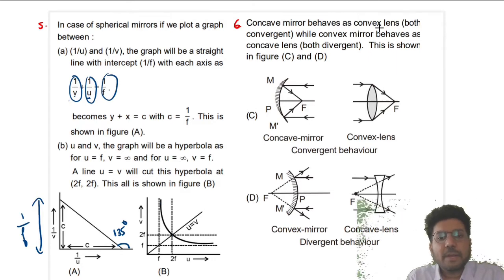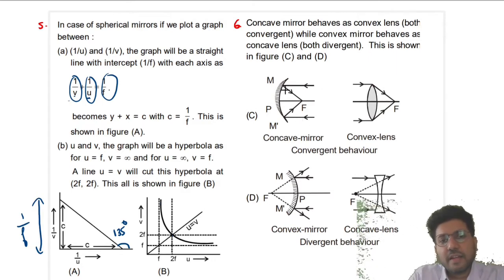So this is a concave mirror and it has a real focus. A convex lens also has a real focus. A convex mirror has a virtual focus. A diverging lens also has a virtual focus.